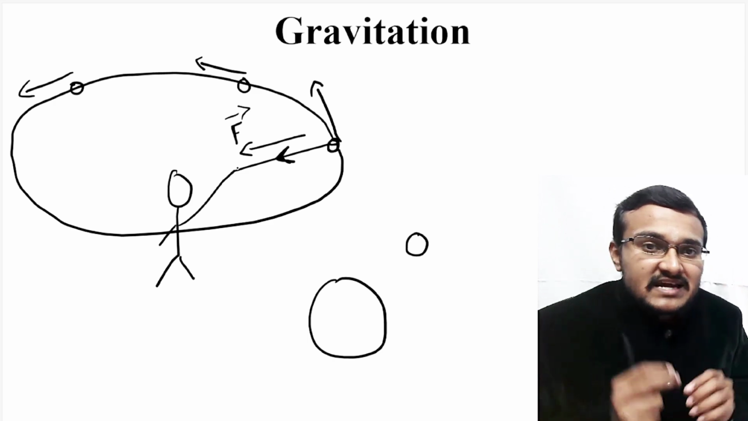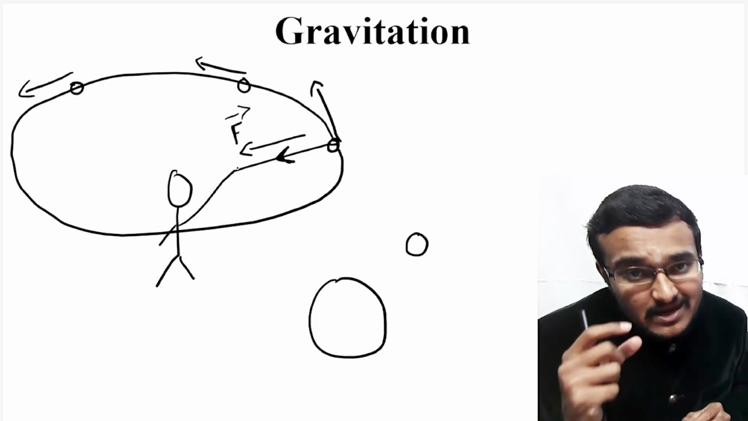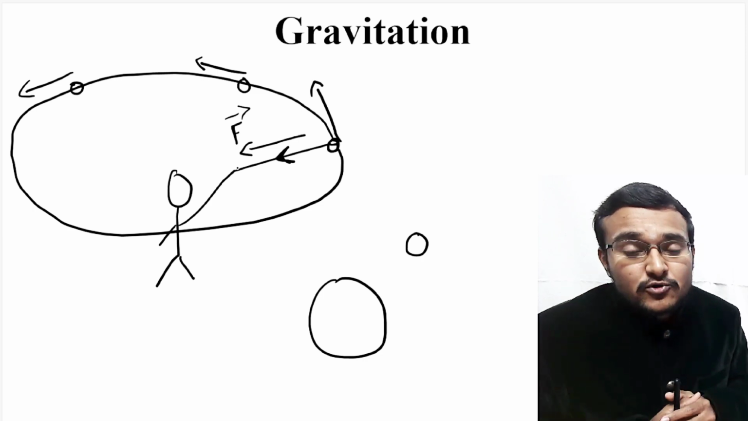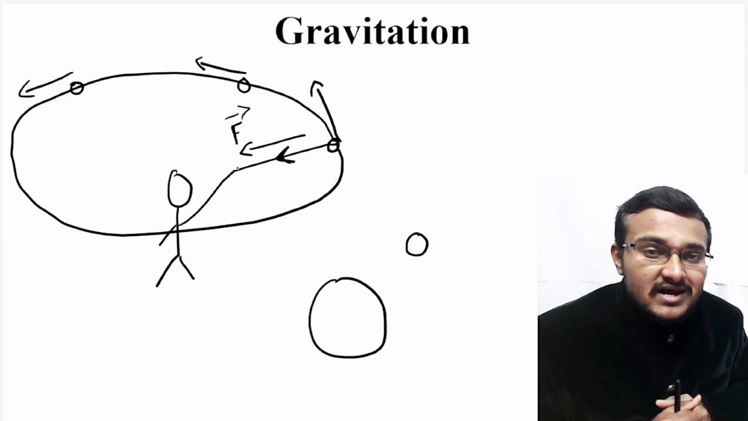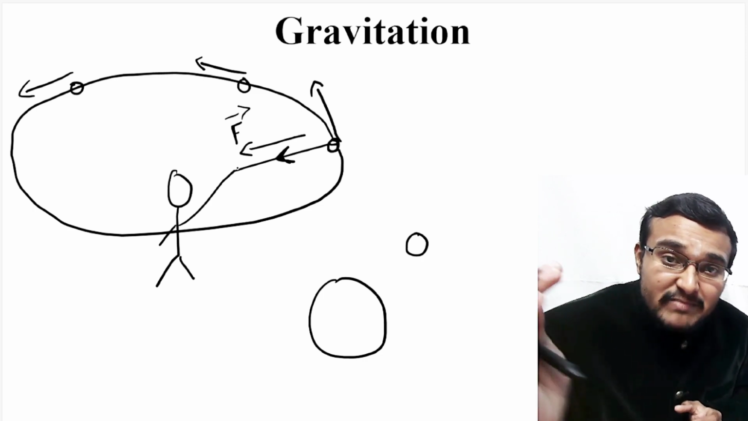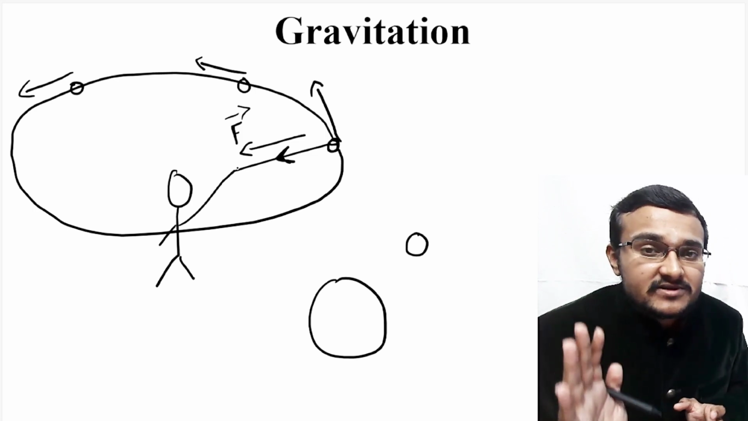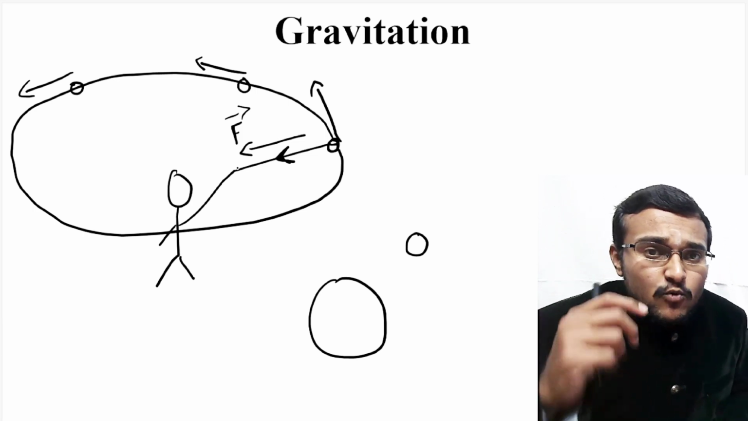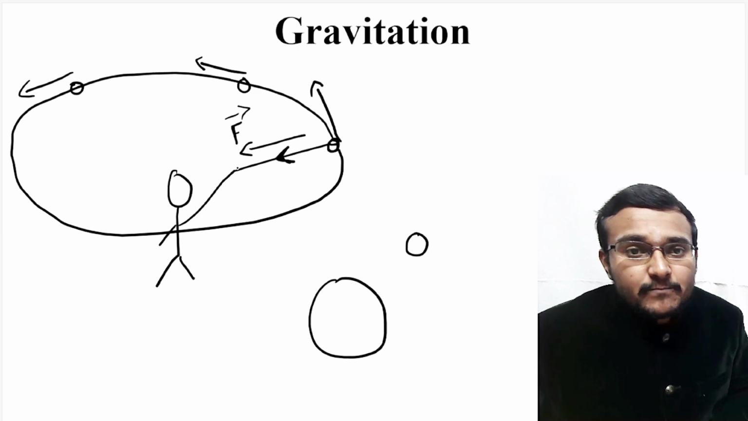So that's why the stone is revolving around the person but doesn't come towards him. Here also Earth's gravitational force is giving the necessary amount of centripetal force to the moon, and hence the moon is maintaining its orbit around the Earth. So now, what if this force is broken?